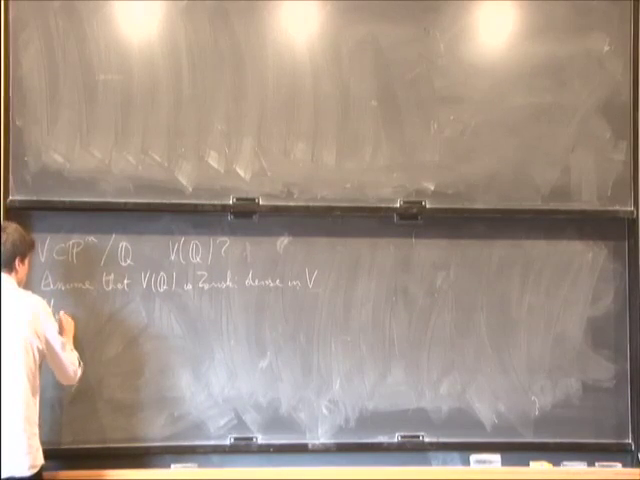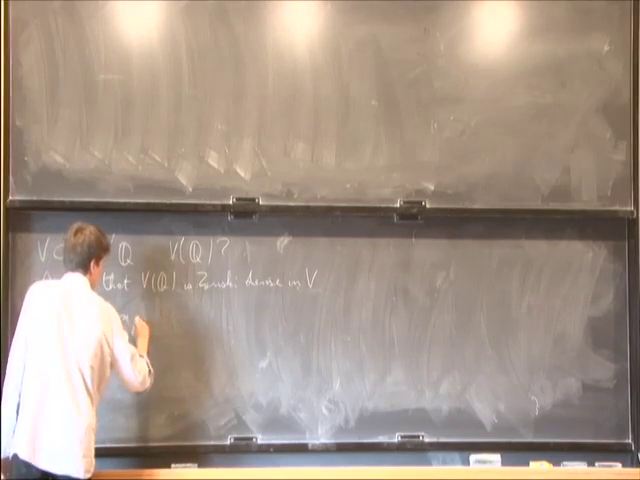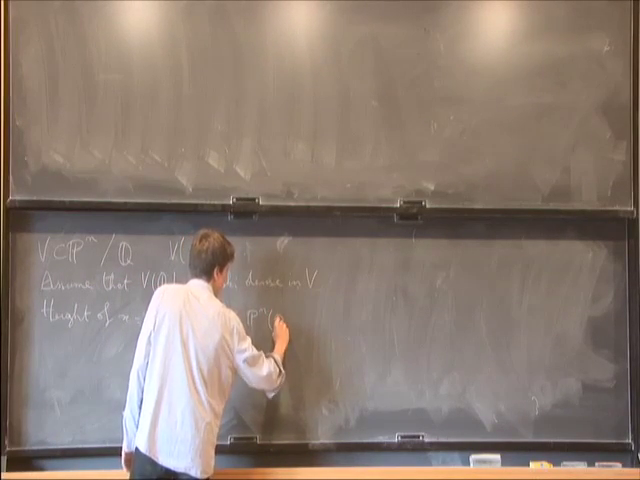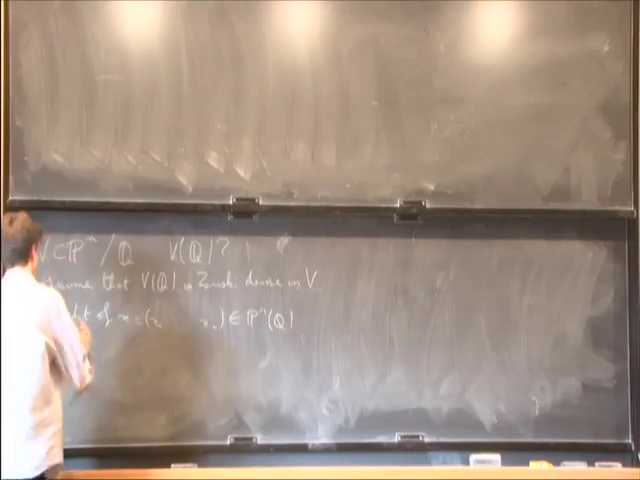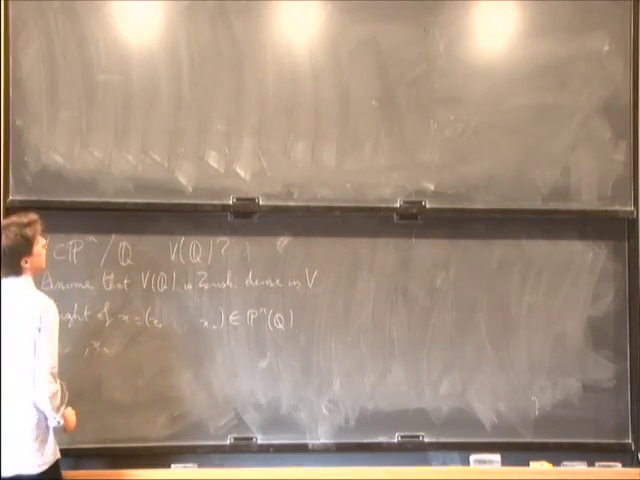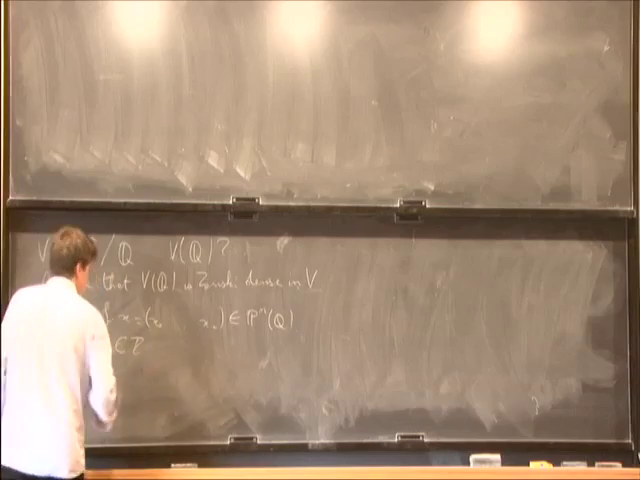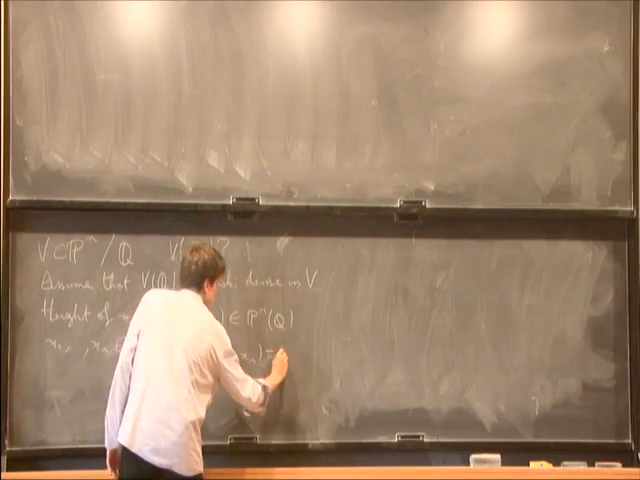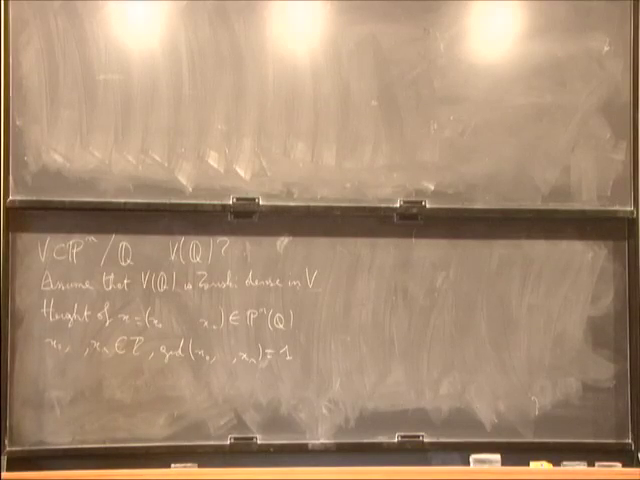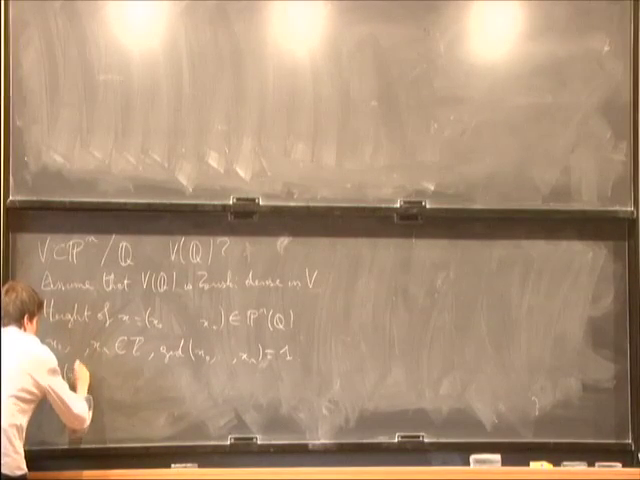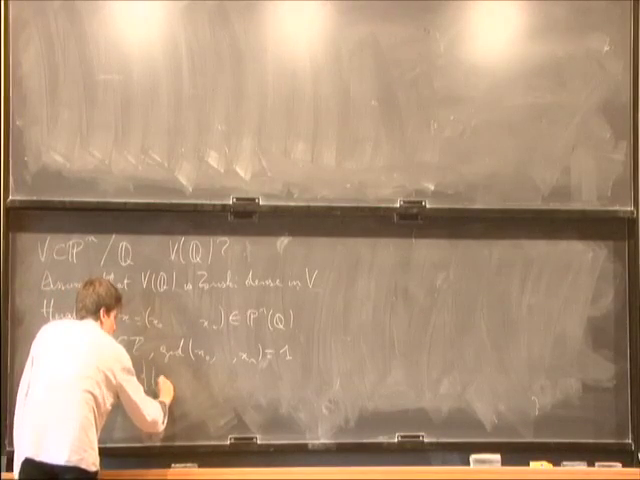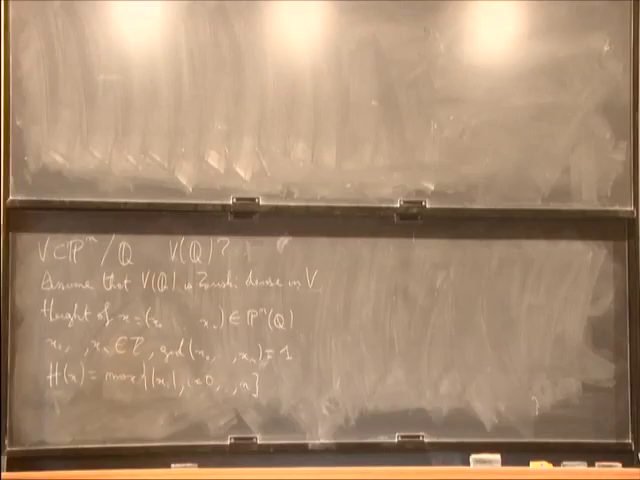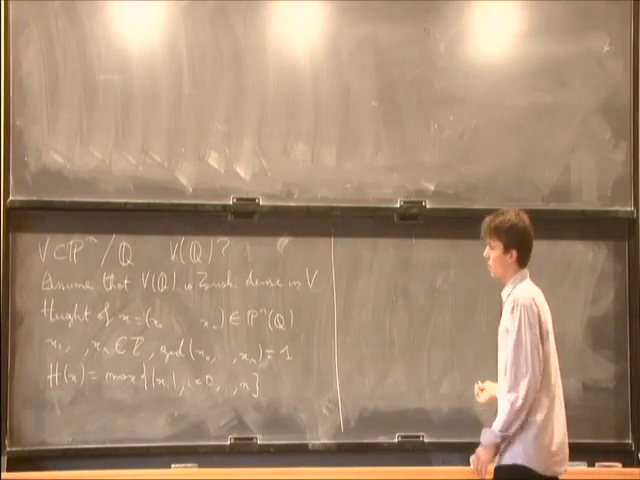So I'm going to define the naive height of some x in P^n(Q), given by x_0, ..., x_n. So we can take a representative such that x_0, ..., x_n are integers. And we can always ask that their GCD is equal to 1. OK, and with such a choice, so there are two choices possible, then we can define h(x) as the maximum of the absolute values of the x_i. OK, so now we've got a way to measure the complexity of a rational point.